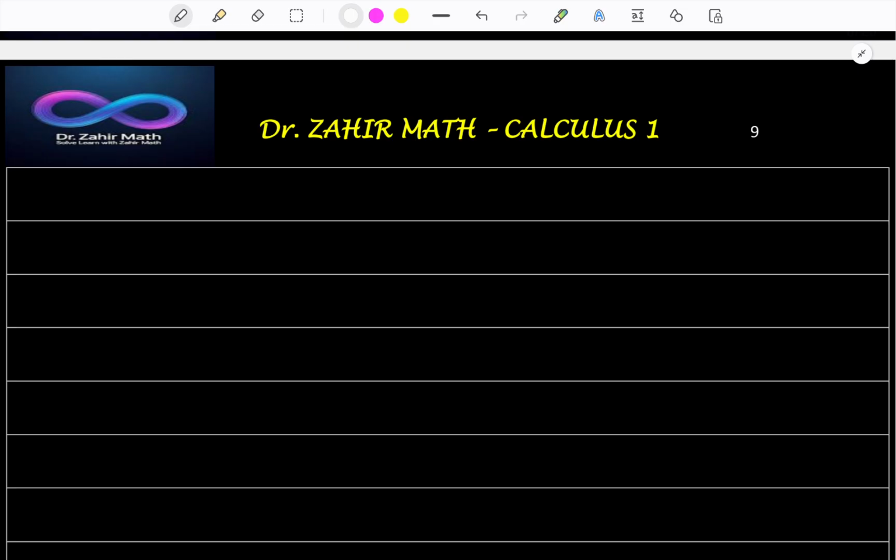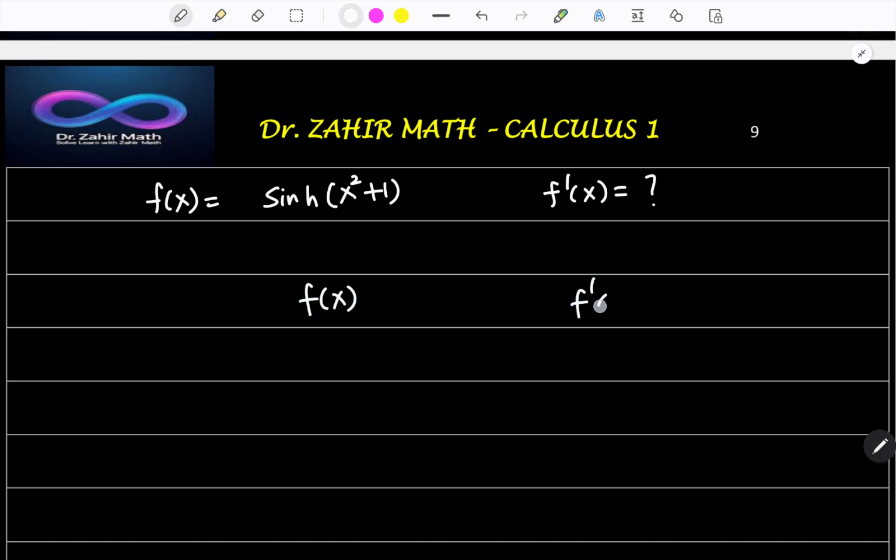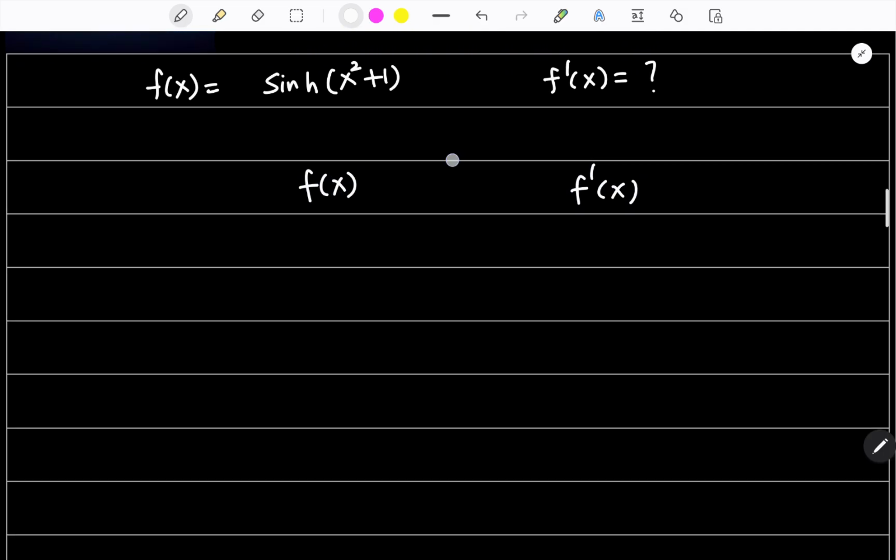Let's go to the questions. How many questions are given? I think 3 questions are given. Let's go to the first question, which is on hyperbolic functions. f of x is equal to sine hyperbolic of x square plus 1, and the question is to find f dash of x. Let me give you the formula first: for sine hyperbolic x, the derivative is cosine hyperbolic x. This is the rule.